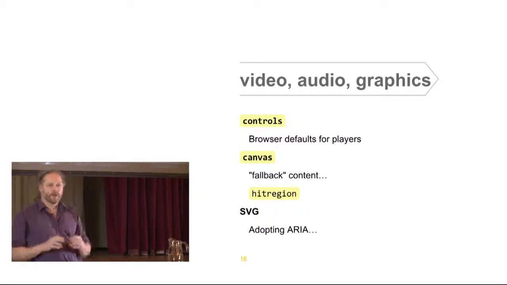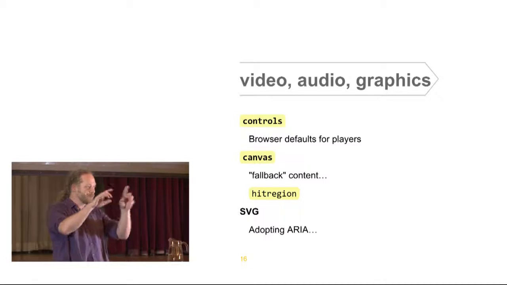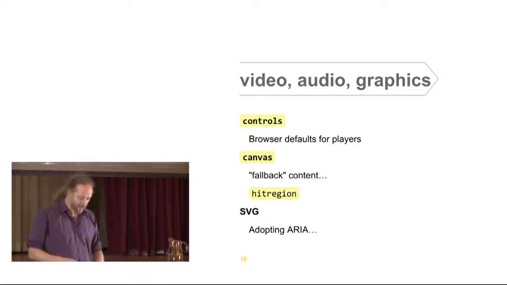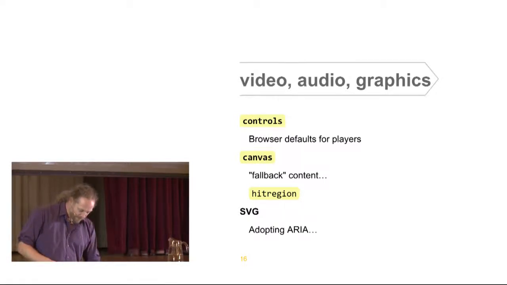You also get fallback content. Inside a canvas, you can put just plain HTML. If you go to the canvas with a screen reader, and I'll show you an example, then you can actually navigate.